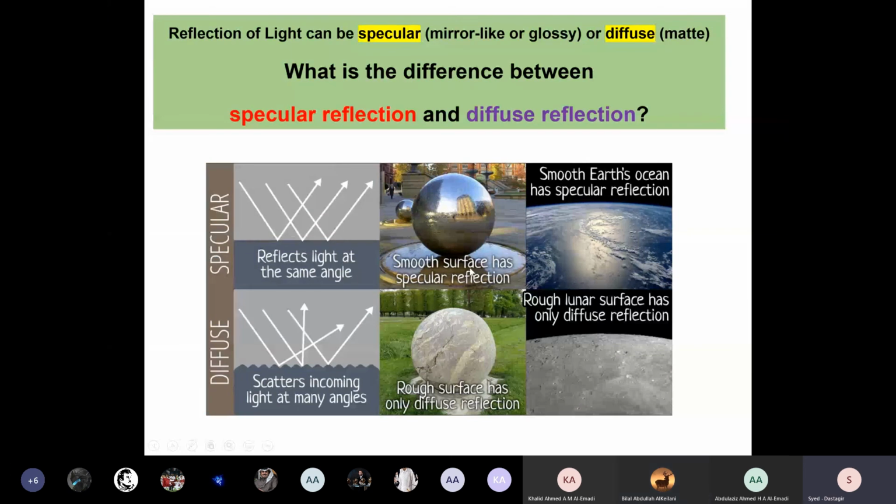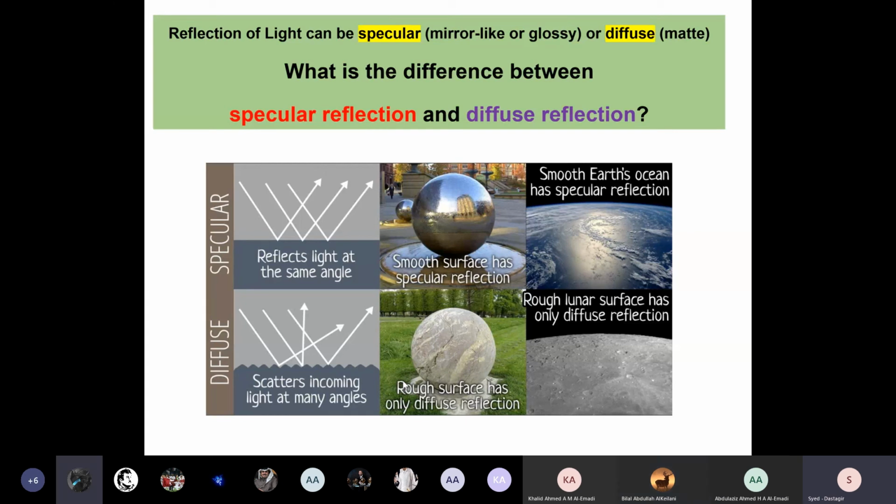Yes. And that happens on smooth surfaces. However, diffuse, look at the difference. It's scattered. There's many different angles. Can you see? Yes. And this happens on rough surfaces. Right? Yes. Khalaf back in? Can I hear Khalaf?